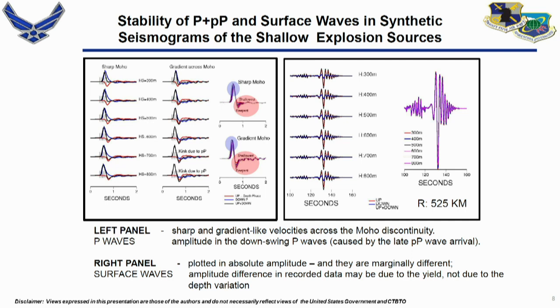Toward the rightmost trace is the surface wave in absolute amplitude as a function of depth. If you look at those seismograms there, they sit on top of each other, especially on the surface wave part. And that means in the data, for a particular Green's function path, for all the events, their depths not being too much different from each other, their surface waves probably are the same.